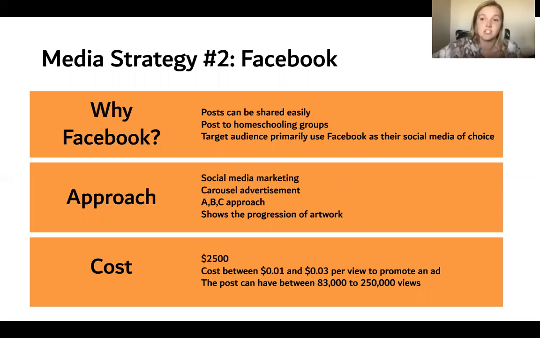So the second media strategy is the implementation of social media advertisements. More specifically, the implementation of a carousel ad on Facebook. We figured that Facebook would be a good social media to use because our target audience of females ages 31 to 41, that's the primary social media that they use. As I said earlier, the type of advertisement is described as a carousel ad. Carousel ads allow you to post up to 10 images in a row, and it's more of an interactive click-through advertisement.